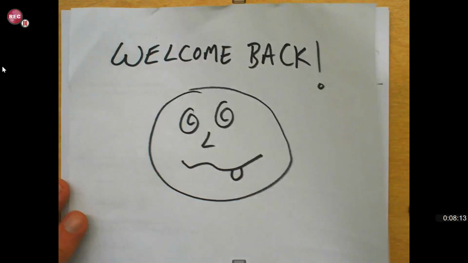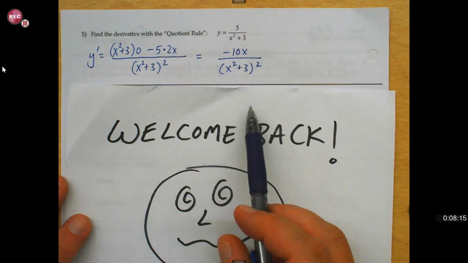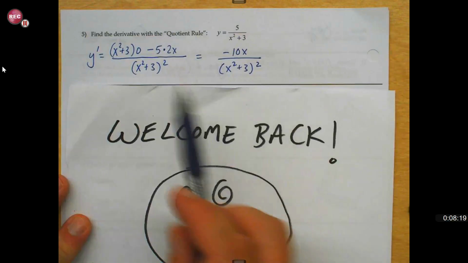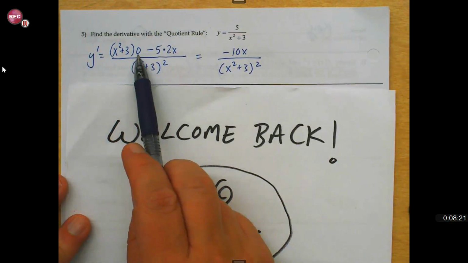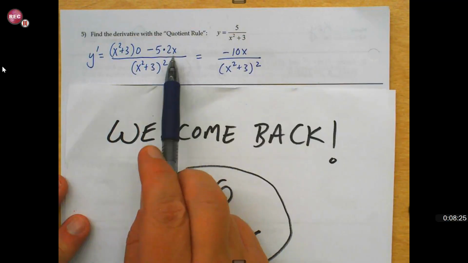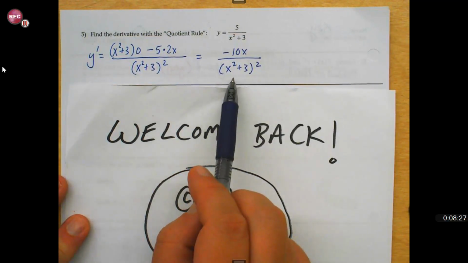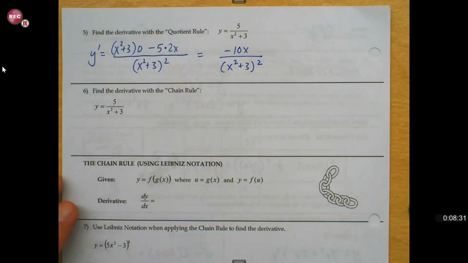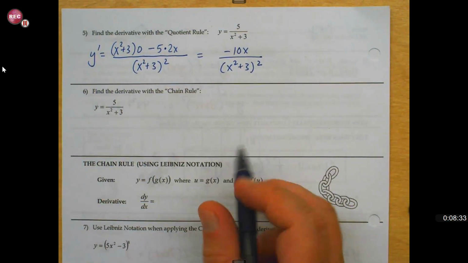Okay, welcome back everybody. So hopefully you ended up with -10x over (x squared plus 3) quantity squared. So I got low, d high would be 0 because 5's derivative is 0, minus high d low over low, and that cleans up to that. So when we do this same problem with the chain rule, we need to get the same exact answer. So how do I apply the chain rule?